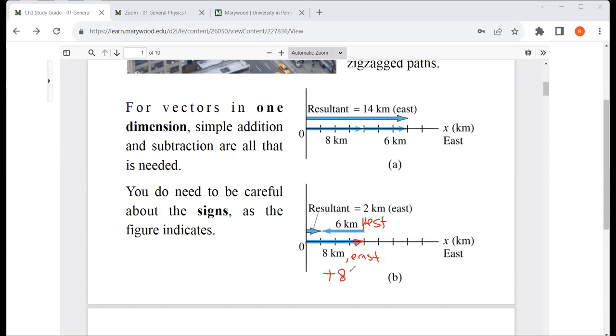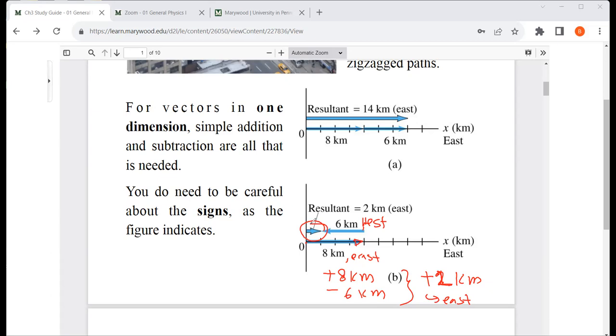to write something like this: plus 8 kilometer because it is to the east, minus 6 kilometer because it is to the west. So if I add them together, I get plus 2 kilometer. Okay, and plus 2 kilometer tells me that the direction of the resultant vector, or the sum of these two displacement, is to the east. And here you see that the direction of the resultant, or the sum of these two vector, is to the east, but the magnitude is 2 kilometer.